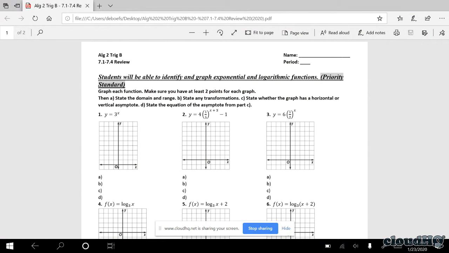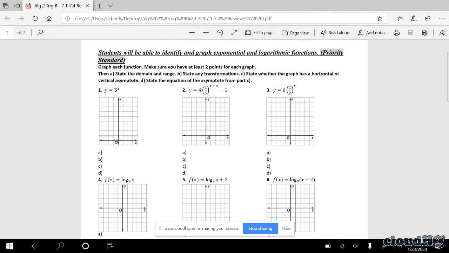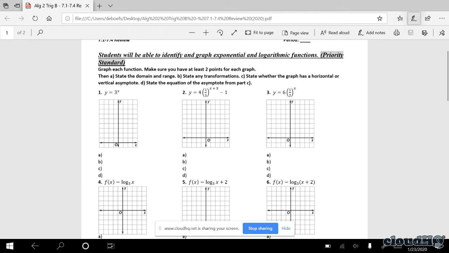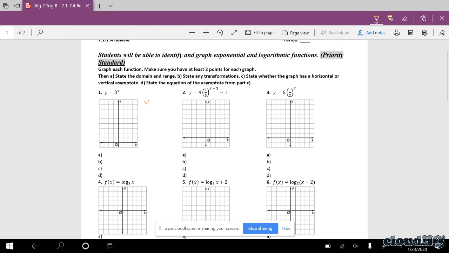All right, number one, we are supposed to give a couple of ordered pairs. So, oops, that should be an X, sorry, and a Y. It'd be nice to plug in 0, be nice to plug in 1. You plug in 0, 3 to the 0 is 1, 3 to the 1 is 3, so we get 0, 1 and 1, 3.